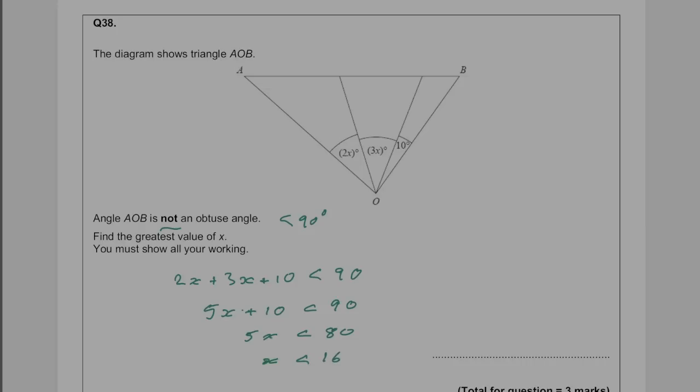Find the greatest value of x, is not obtuse. Well, actually, technically, we could say that it was equal to. If it was 90, it would be a 90-degree angle. So x can be 16. I should have said less than or equal to. That would have worked better.